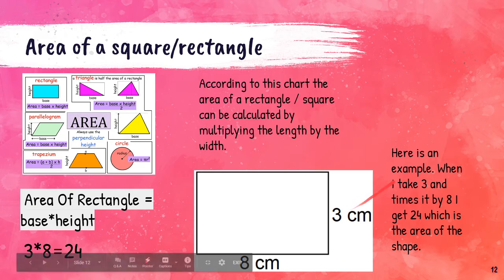So here is an example. When I take 3 and times it by 8, I get 24, which is the area of the shape. So this is the base and then this is the height. And I just multiplied it to get 24.